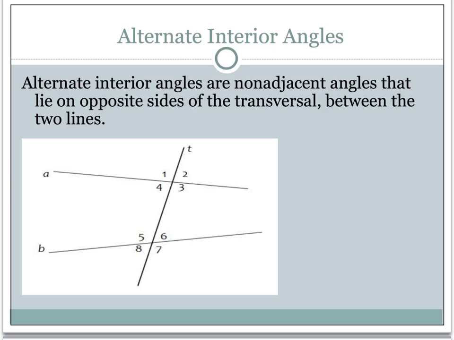So we would say angle 4 and angle 6 are alternate interior angles, and angle 3 and angle 5 are alternate interior angles. They are on alternate sides of the transversal, but in between the two lines. 4 and 6 on alternate sides of the transversal, but in between the two lines.